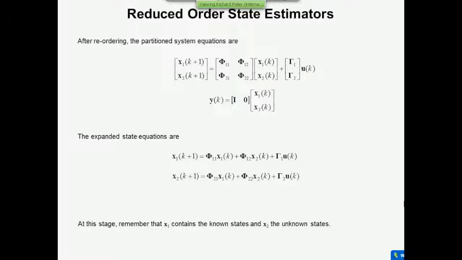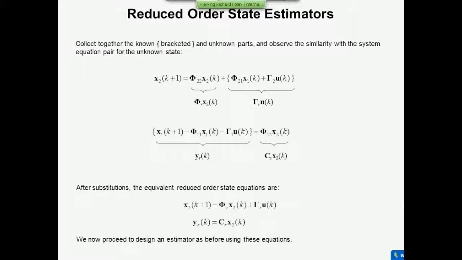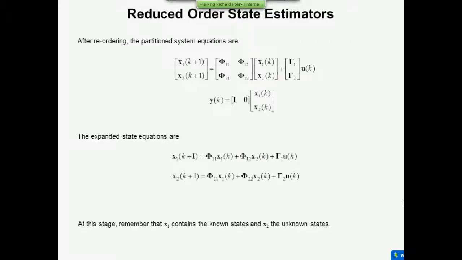Now, what we want is a form of matrix of equations which recognize that x1 is known and x2 is unknown. Okay? And I'm going to separate out the known and unknown parts and make them look like a different set of system equations. And here's how you do it. First of all, the second of those two equations, that's unknown, this is known, that's unknown, and that's known.